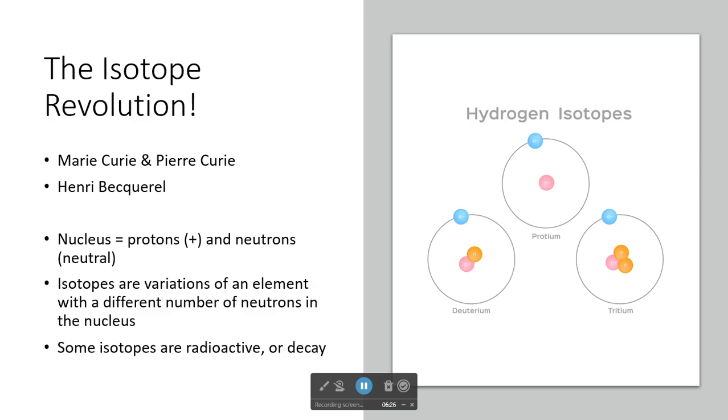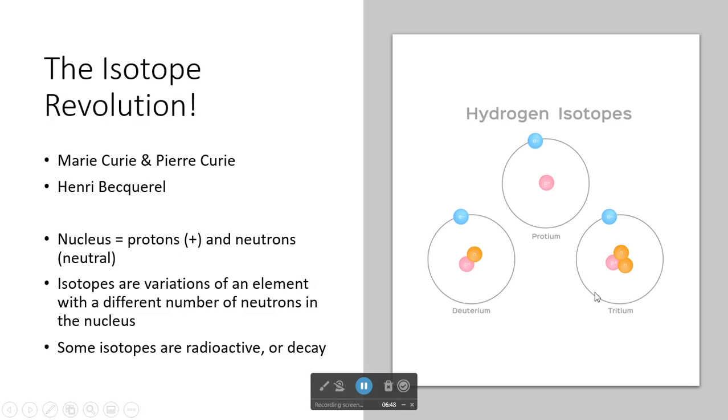Isotopes are variations of an element with a different number of neutrons in the nucleus. One way to think of this is that if you have more neutrons in the nucleus, it's slightly heavier, whereas if there are fewer neutrons in the nucleus, it's a little bit lighter, if you're thinking about it as weight. But some isotopes are radioactive and they can decay.